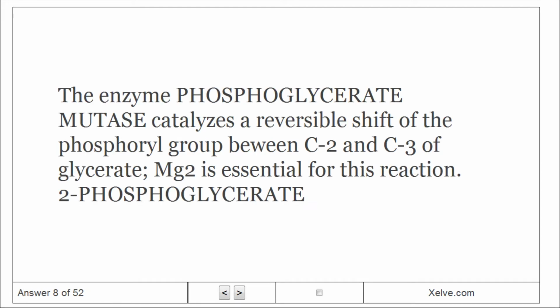3-phosphoglycerate. The enzyme phosphoglycerate mutase catalyzes a reversible shift of the phosphoryl group between C2 and C3 of glycerate. Mg2+ is essential for this reaction.